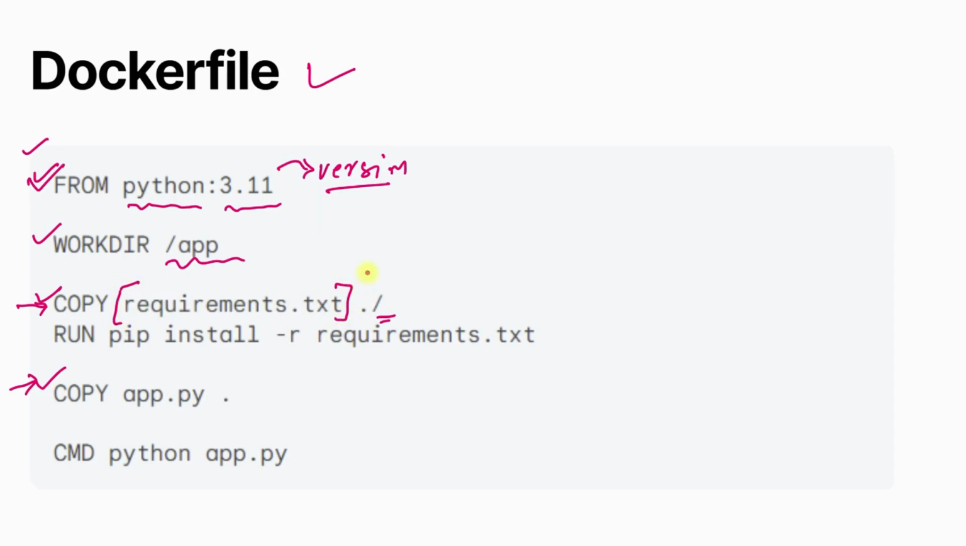requirements.txt file and the app.py file, right? Where are we copying these files? We are copying these files from the host machine to the container. So once the container is created, these files will be automatically copied from your host machine to that particular container.